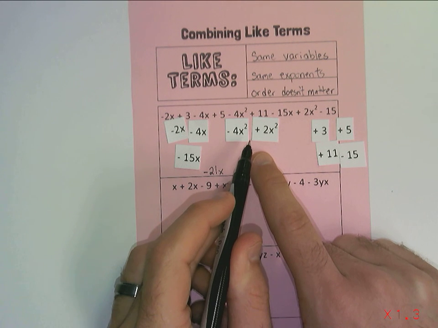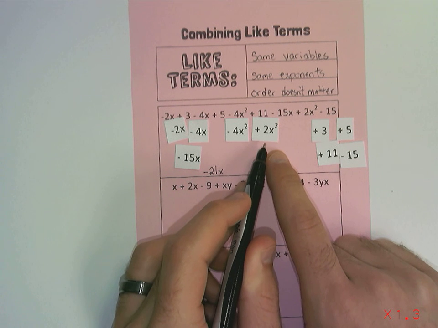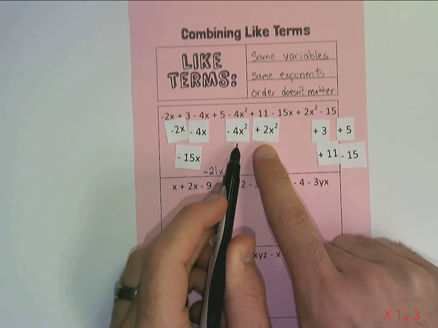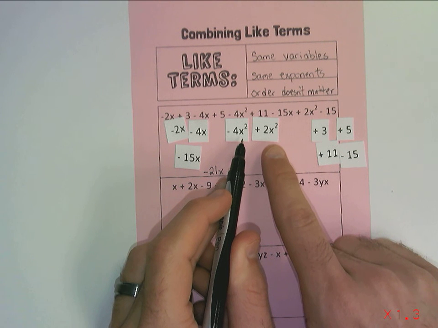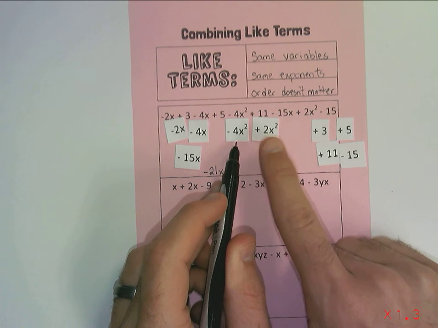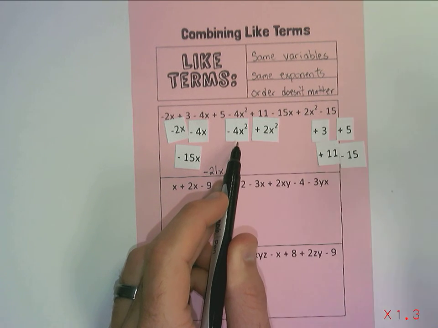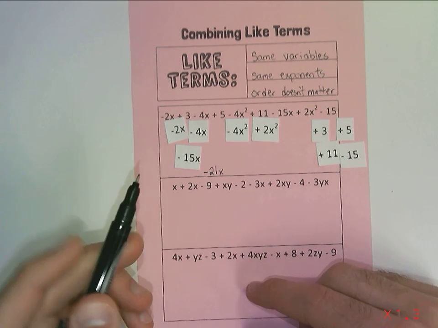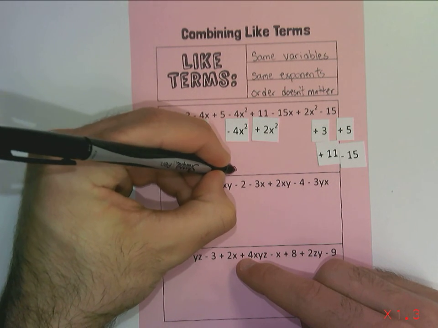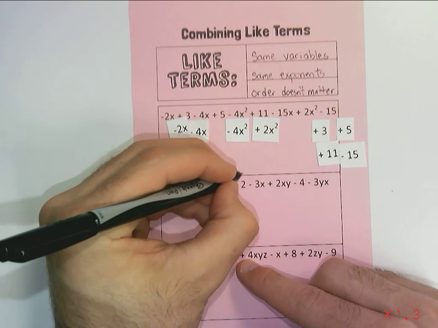So let's look at the x squareds here. So I have a negative 4x squared and a 2x squared. So remember, I'm just looking at the coefficients here and keeping the variables and the exponents the same. So really I'm looking at a negative 4 plus 2. So if I have negative 4 and I add two positives to it, that would give me a negative 2. So the sign here is going to be a negative 2, and I will be left with an x squared.